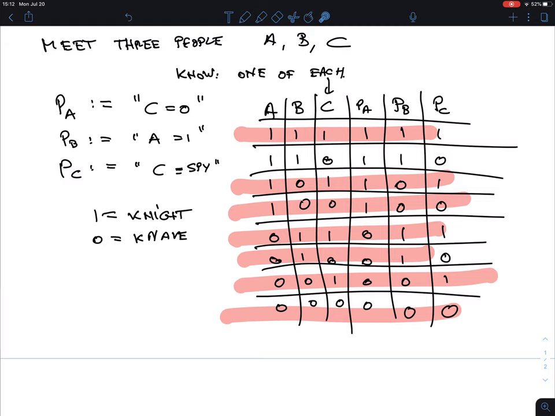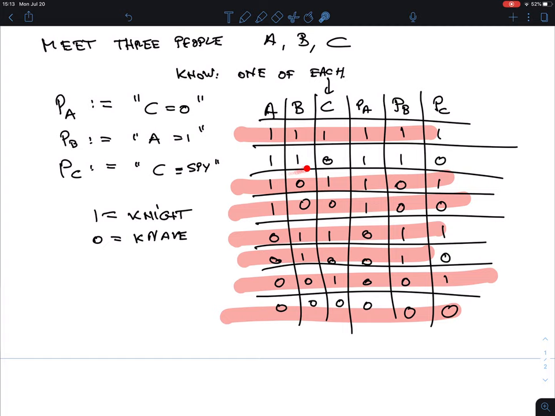Now, you might say, but Professor, you said both are knights here. What I'm really saying is not that they're both knights, but that they both spoke the truth. And remember, spies can tell the truth. So when I say that B is a knight here, this was a bit too bold a statement. What I was trying to say is only that the statement that B utters is a true statement. And that could be because he is a knight, because then it's always true. But it could also be because he's a spy. Okay, so one of these is a spy and one of them is a knight.